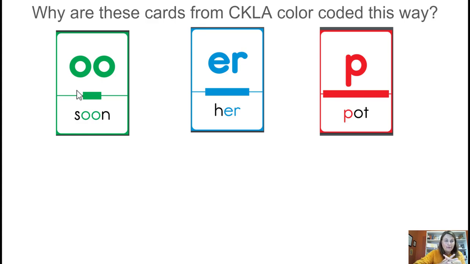All right, so this is a kind of a nice way to summarize what we've just been through. We've gone through the consonant chart and the vowel valley, and I would like you to look over these cards and try to figure out what the color coding might mean. All right, so what do you think? Why do you think they're color coded this way?